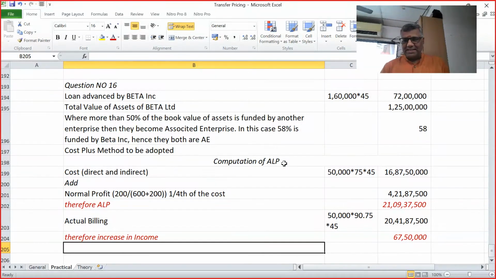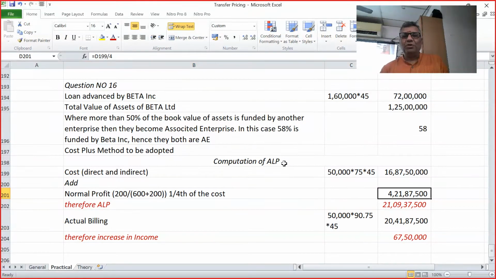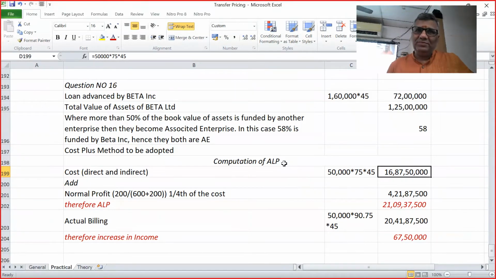Okay, 67,50,000. One-fourth of cost. Cost I know. Cost sheet போடுவீங்களேப்பா, இதானப்பா பண்ணுவீங்க.